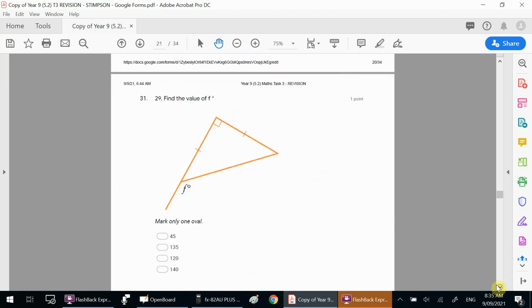Value of f, okay, righto, we've got an isosceles. These two sides are the same length. Isosceles, which means that this angle and this angle are the same. And 90, that's got to be 45. Those three angles add up to 180. And we can see that these two are supplementary. So they've got to add up to 180 as well. 180 minus 145 is 135.